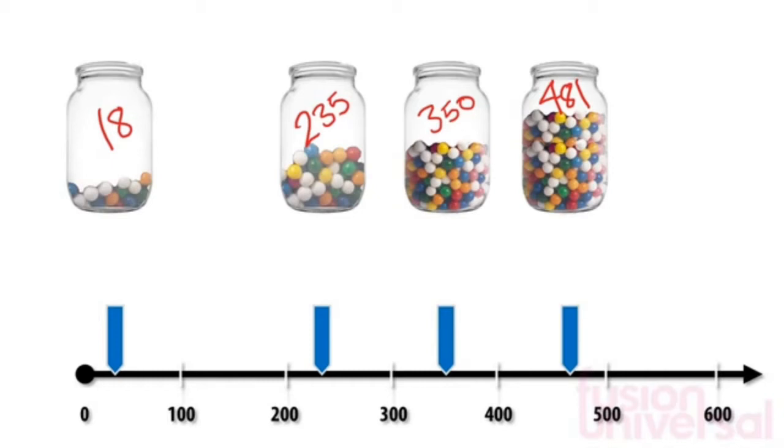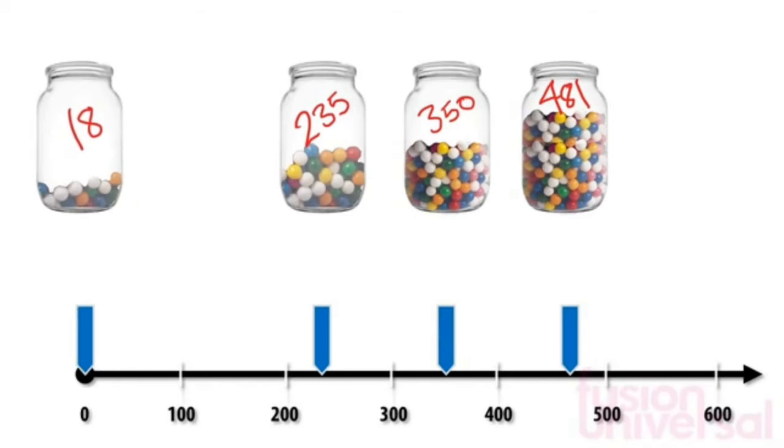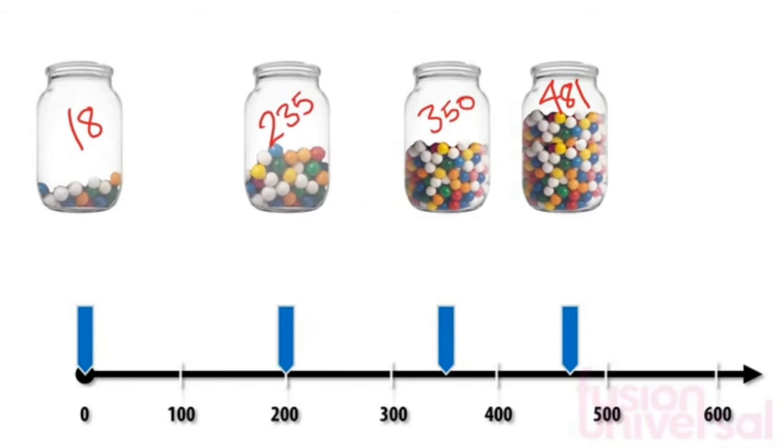18 is closer to 0 than it is to 100, so we round it down to 0. 235 is closer to 200 than 300, so we round it down to 200.